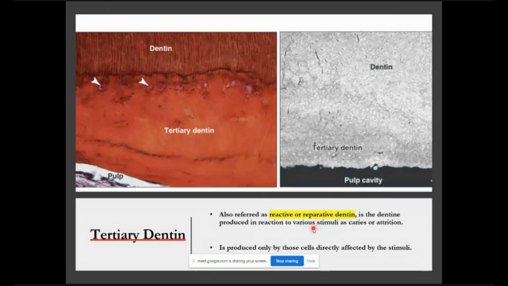There are two types under this, reactive and reparative. I don't want you to bother too much about it. Just remember, it can be either reactive or reparative. It is produced by the cells which are directly affected by the stimuli. Whenever the irritation is reaching close to the pulp, a signal is sent, so the odontoblasts wake up and think, let me protect the pulp. They form the dentin just in that area. Suppose there is an irritation coming in this area, all the odontoblasts here will wake up and produce the dentin in this region. That's what they mean by this.